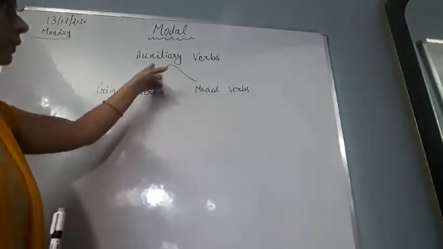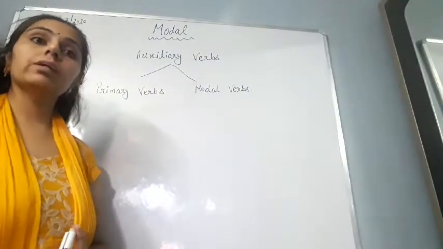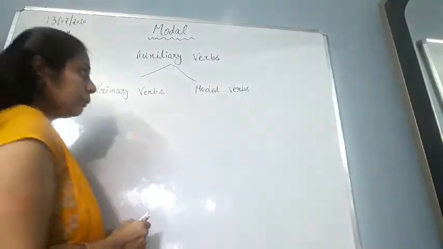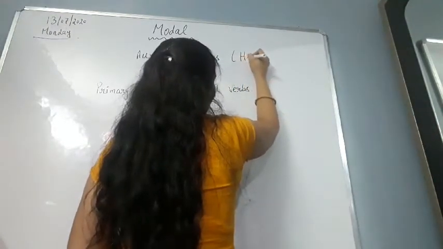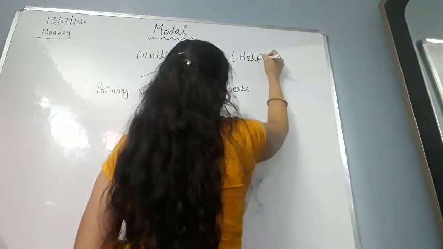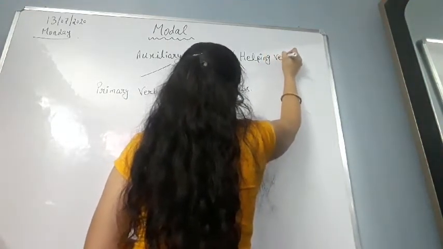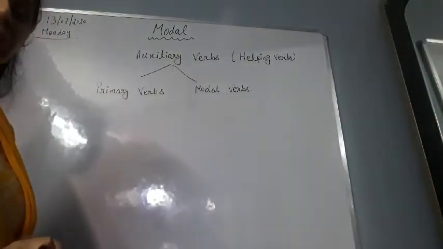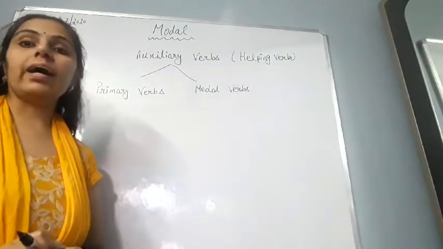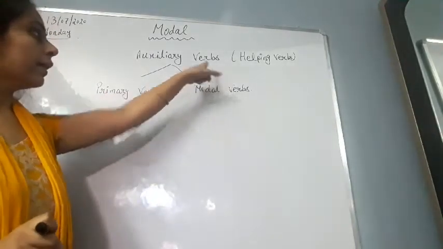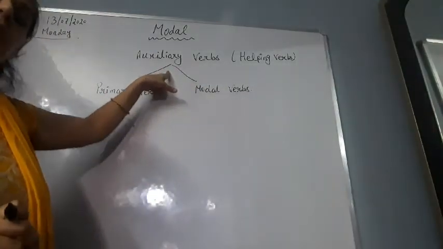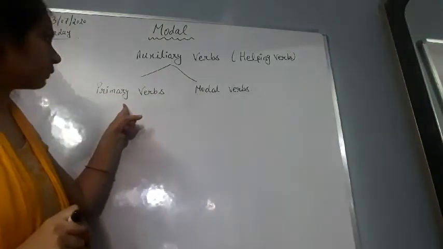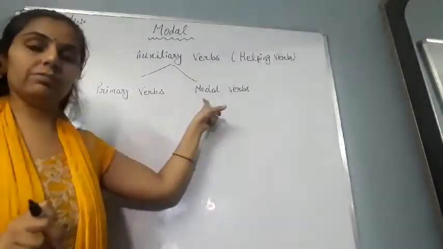Modal verbs are the auxiliary verbs. The literal meaning of auxiliary is helping. Fine. Helping verbs. Helping verbs are those verbs which make the sentence meaningful and complete. Okay, and these auxiliary verbs are also subcategorized into two parts. First is primary auxiliary verb, and second one is modal verbs.